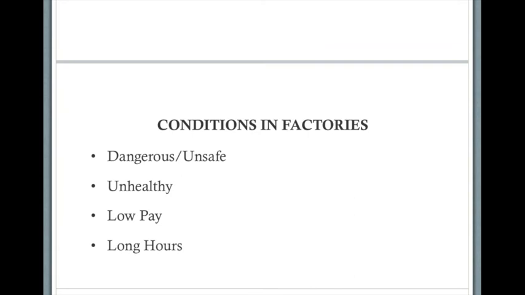Okay, so that ends today's discussion of industrialization.